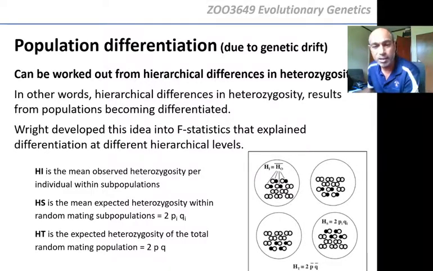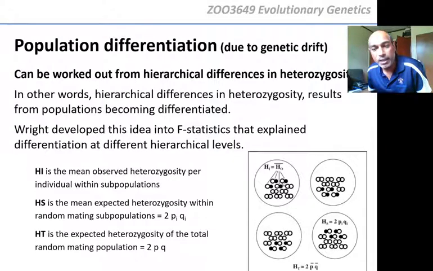Well, here's another example. The box here, the square box, you see my mouse cursor? The square box is the total population. Okay? Each circle is a subpopulation. Okay? And each individual, you see each individual has 2 circles. Because why? You have 2 alleles. So this with 2 white circles is a homozygote. This with the black and the white circle is a heterozygote. Okay? So you can work out heterozygosity of the individual.